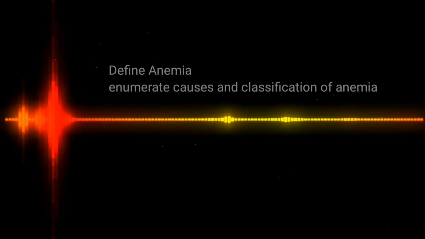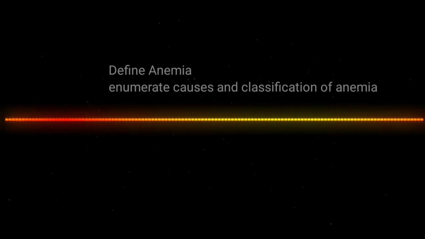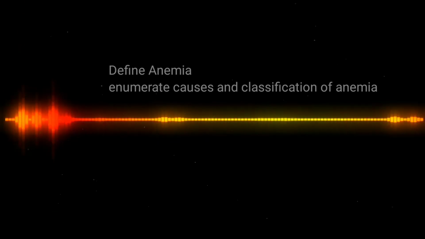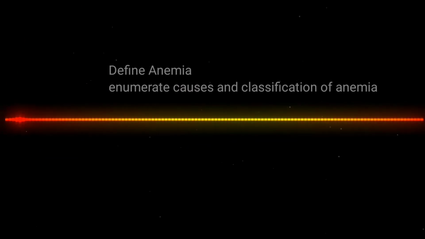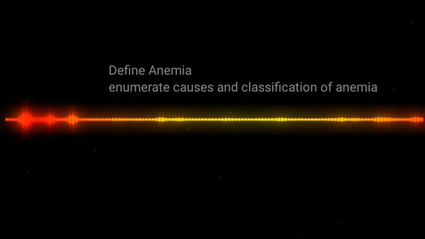Now we'll go in detail about increased RBC destruction. Inherited hemolytic anemias, example hereditary spherocytosis, sickle cell diseases, thalassemia major, and PNH. Acquired hemolytic anemias, example Coombs positive autoimmune hemolytic anemia, hemolytic uremic syndrome, malaria, hypersplenism. These are the causes under the increased RBC destruction.